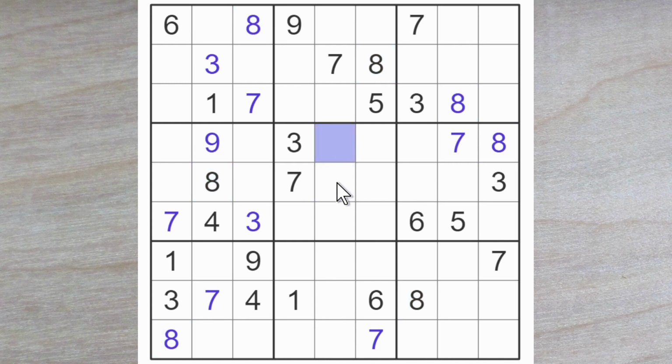So these being a 5 and a 6, they prevent a 5 from going here, ever. This 5 prevents a 5 from going here, ever. So a 5 must go here. The 5 blocks up, the 5 blocks up. This is therefore a 5.